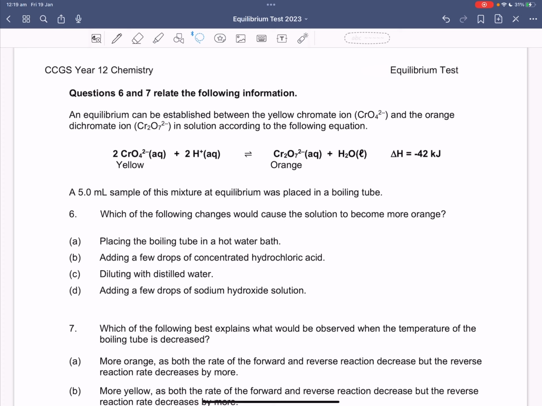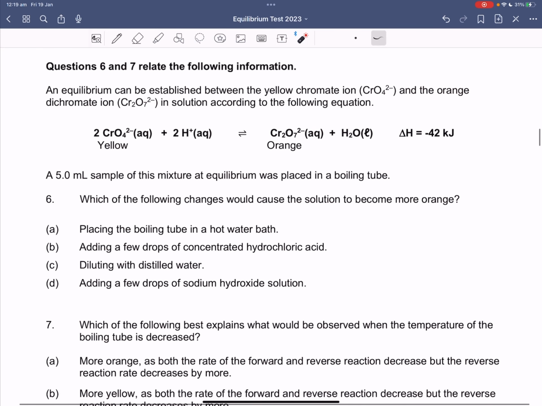All right, this is the chromate dichromate equilibrium. This is something that we have dealt with quite a bit. So a 5 ml sample was placed in a boiling tube. If it's placed in a boiling tube, that doesn't mean it's getting hot. A boiling tube is just a tube where you can change the temperature. So just think of it as a glass beaker. So which of the following will cause it to become more orange?